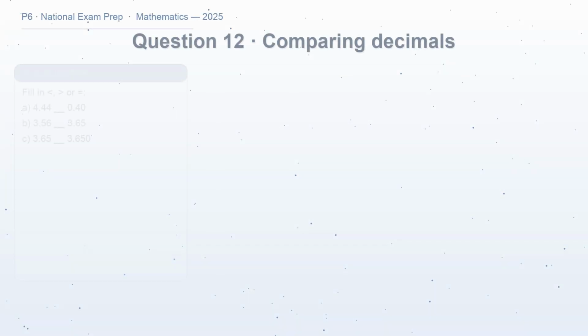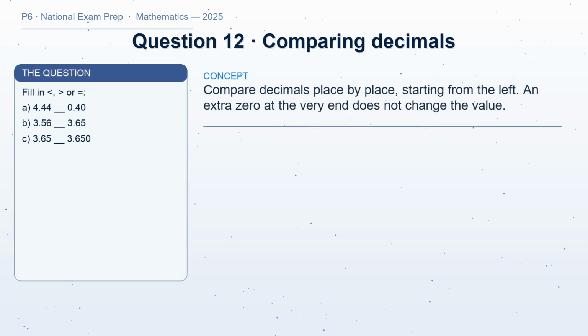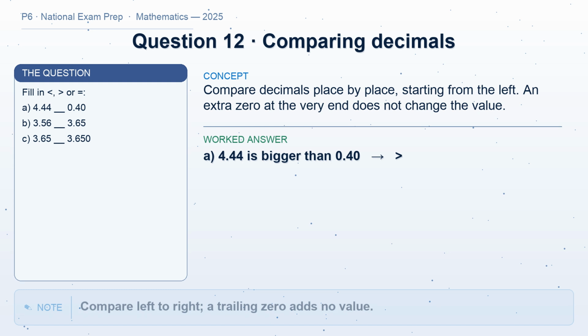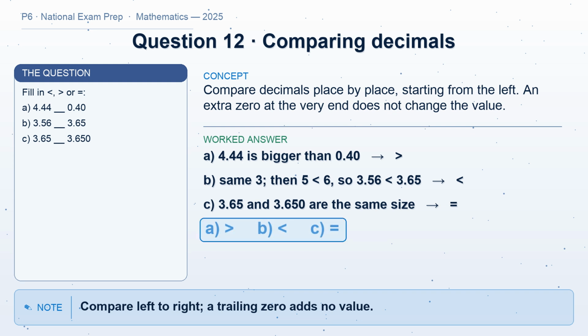Question 12. Fill in the correct sign, less than, greater than, or equal to. The trick is to compare the numbers place by place, starting from the left. For part A, 4.44 is much bigger than 0.40, so we write greater than. For part B, both start with 3, then we compare the next digit. 5 is smaller than 6, so 3.56 is less than 3.65. For part C, 3.65 and 3.650 are the same. That extra 0 at the end does not change the value, so we write equal to. The answers are greater than, less than, and equal to.